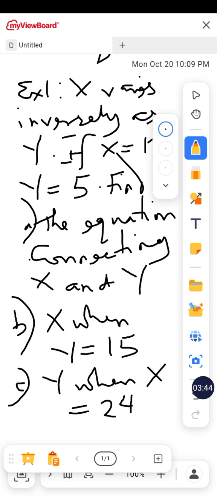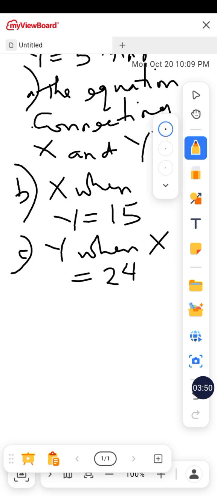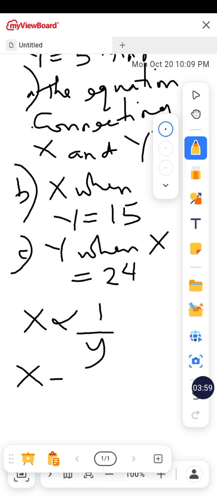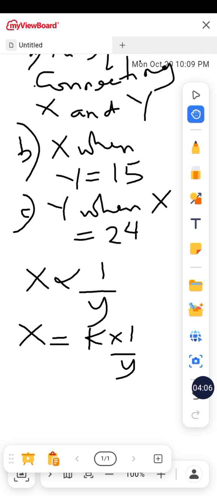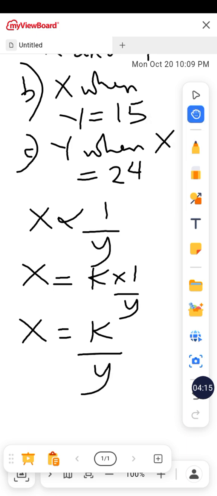So let's go over this. We'll first interpret the very first statement. x varies inversely as y. What does that mean? I told you that you cannot use this proportionality sign. You introduce your constant of variation, that will be k times 1 over y. So at the end of the day, when you bring it together, that will be x equals k over y. It is from here that we progress.